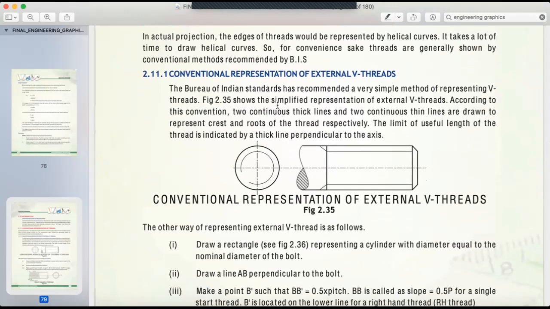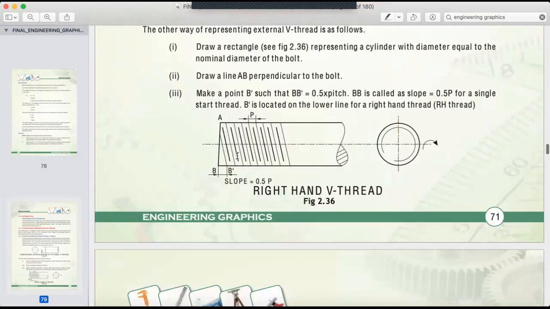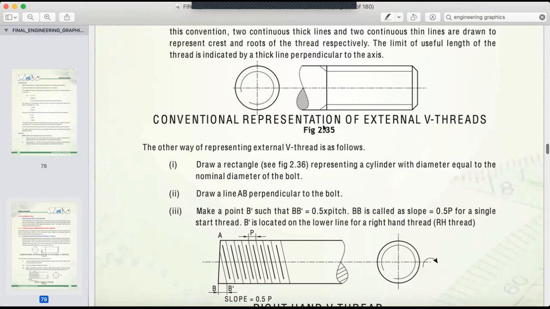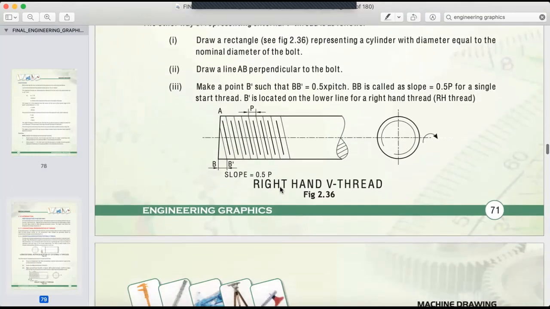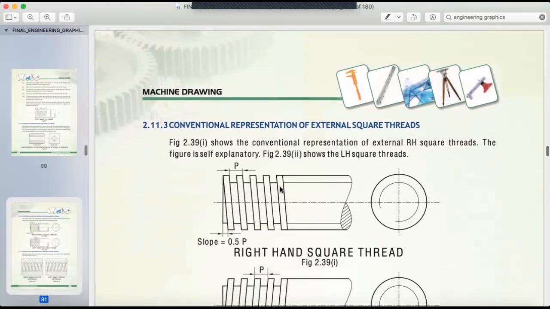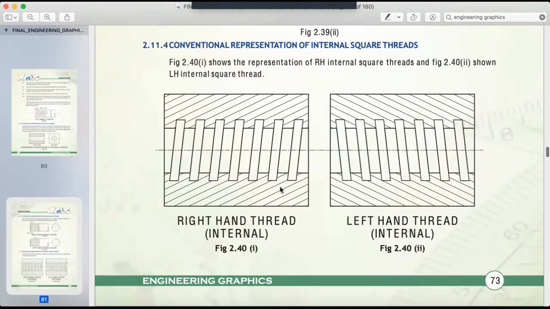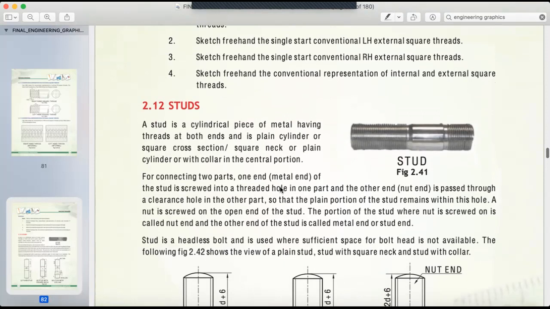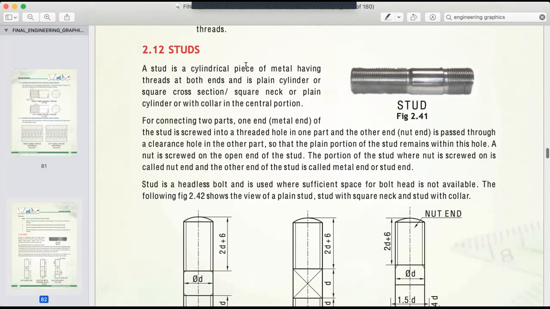And this is a convention of external thread and internal thread. I have a video on what is external thread and internal thread, so you can see it, or you can read here. That will help you. After that, studs. So a stud is like a headless bolt.